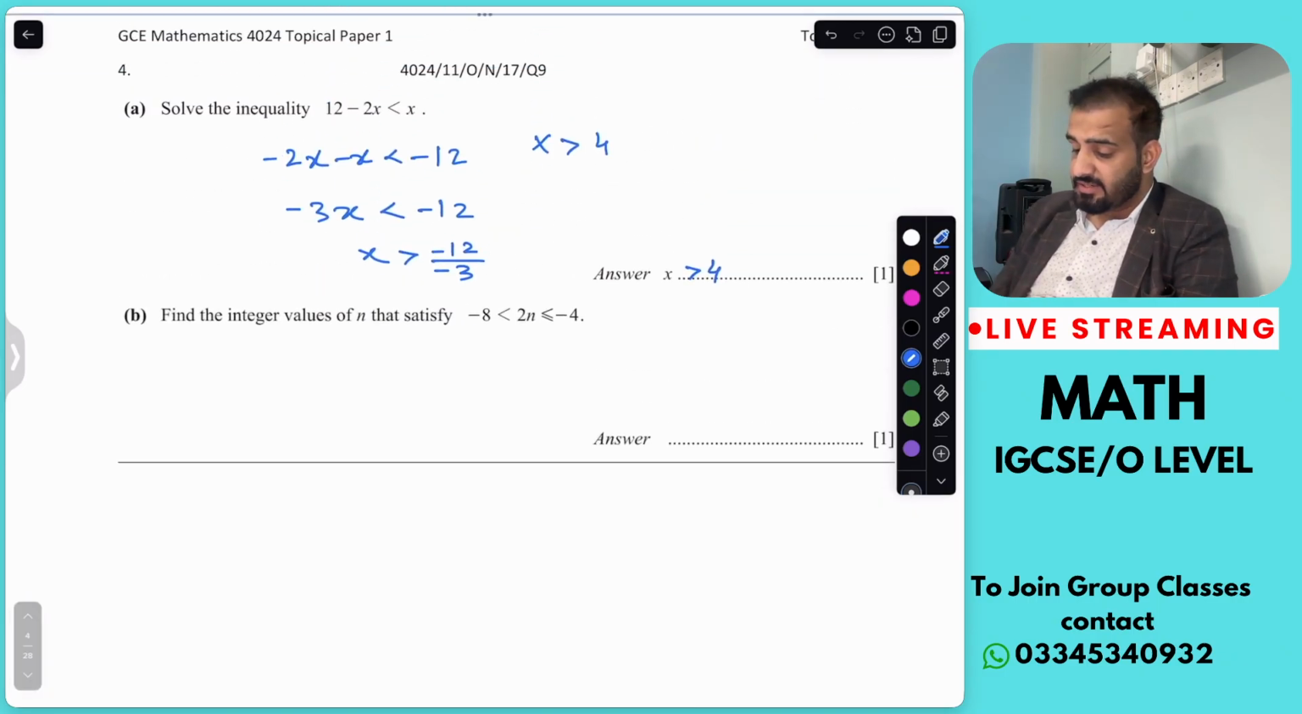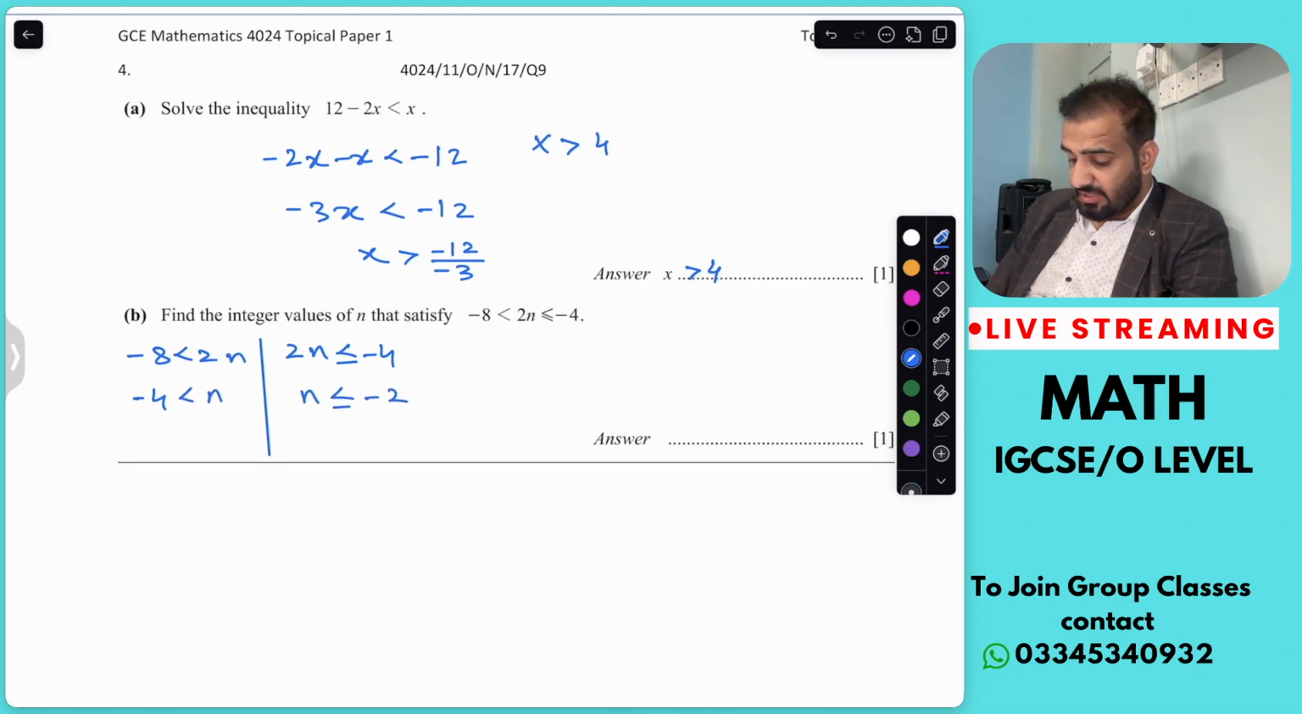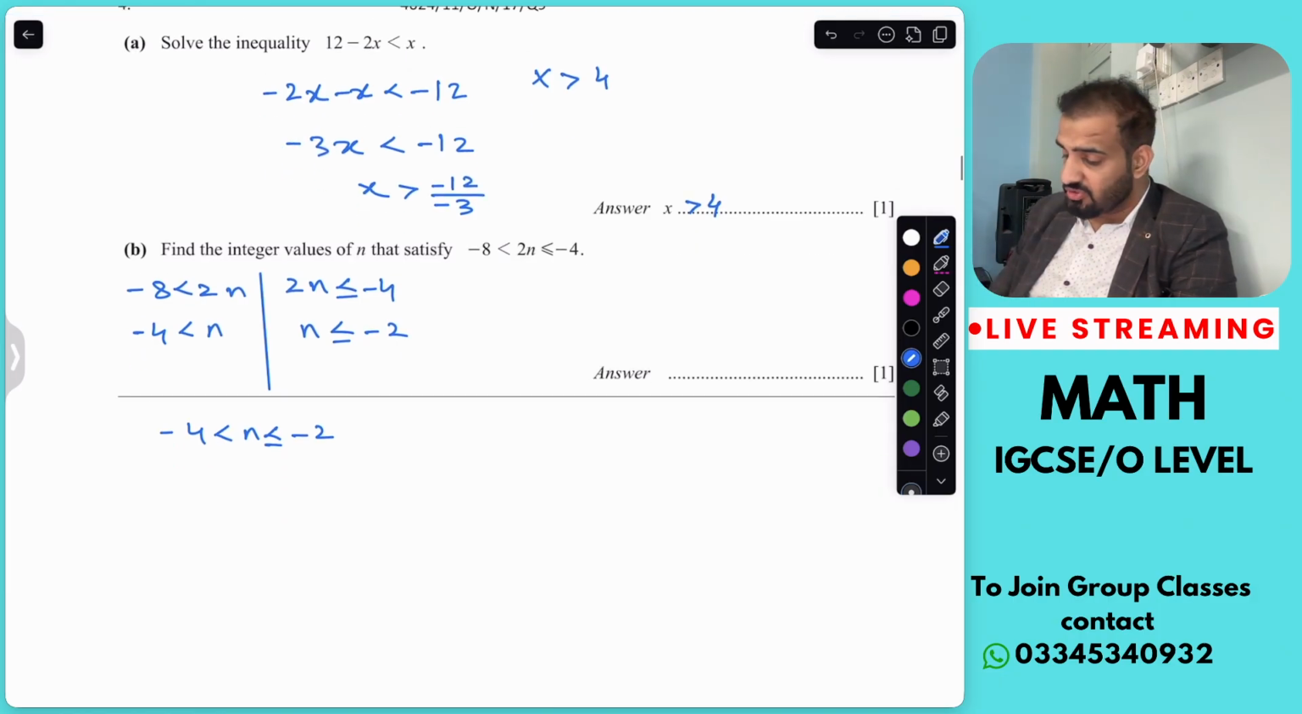So find the integer values of n that satisfies minus 8 less than 2n, 2n less than or equal to minus 4, minus 8 less than n less than or equal to minus 2. If you remember, we can write this by combining these two inequalities on the real line as minus 4 less than n less than or equal to minus 2. So if we draw a real line, this could be minus 2, this could be minus 4.